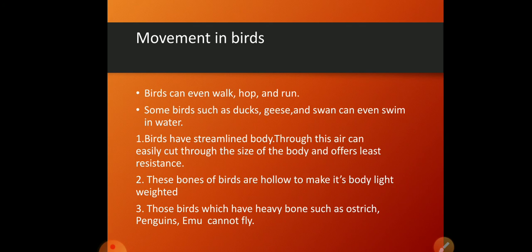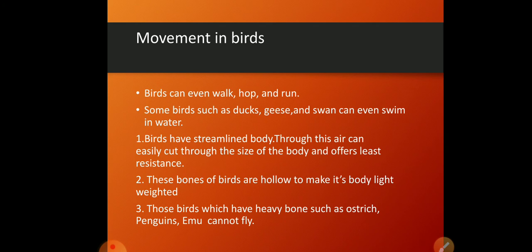The next is movement in the birds. Now we are talking about the birds. Most birds can fly. In addition, birds can even walk, run, hop, and some birds such as ducks, geese, swans even swim in the water. And birds have a streamlined body. As the fish has a streamlined body, the same type of body, birds also have.